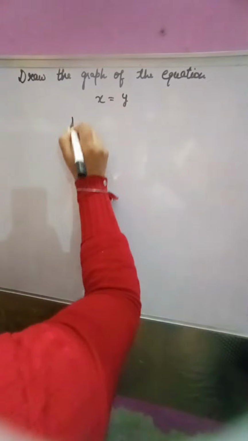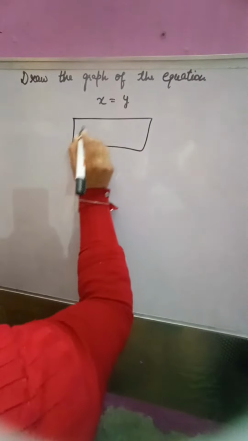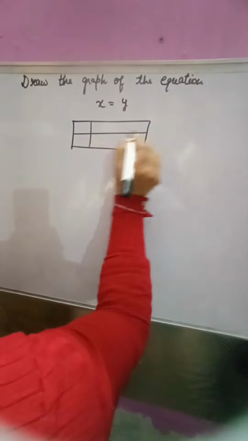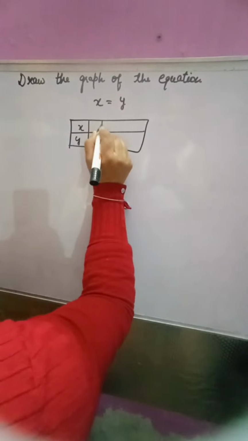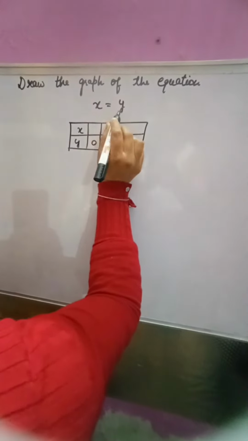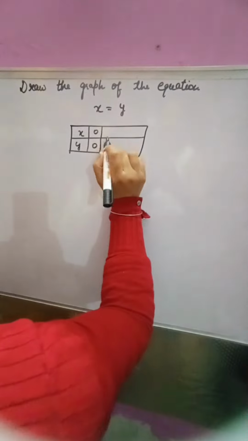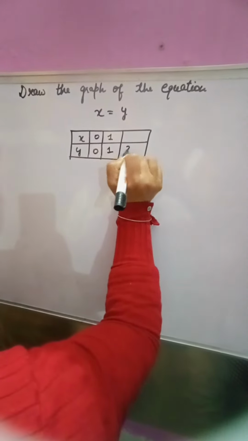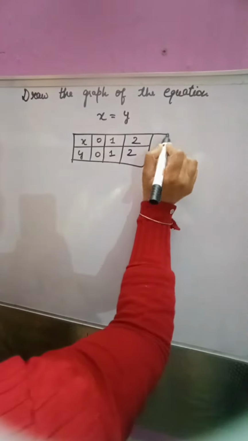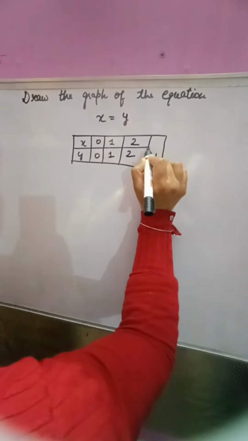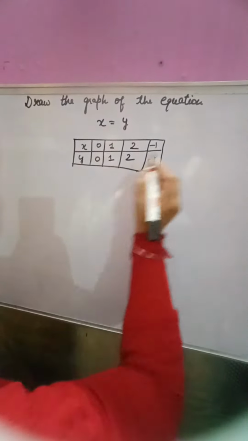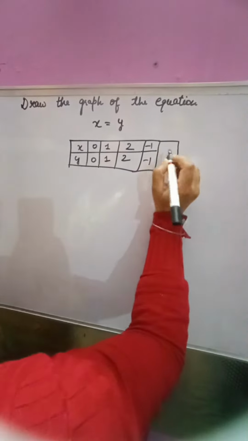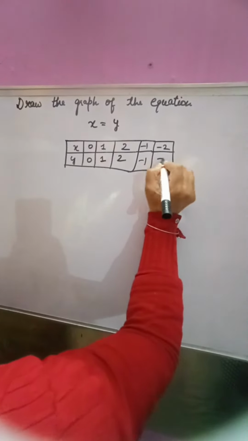x is equal to y, so you take the value of y and you get the value of x. Y is 0, because x is equal to y, x will also come 0. If y is 1, x will also come 1. Y is 2, x will also come 2. Y is minus 1, x will also come minus 1, because the values are the same. X is minus 2, y will also come minus 2.